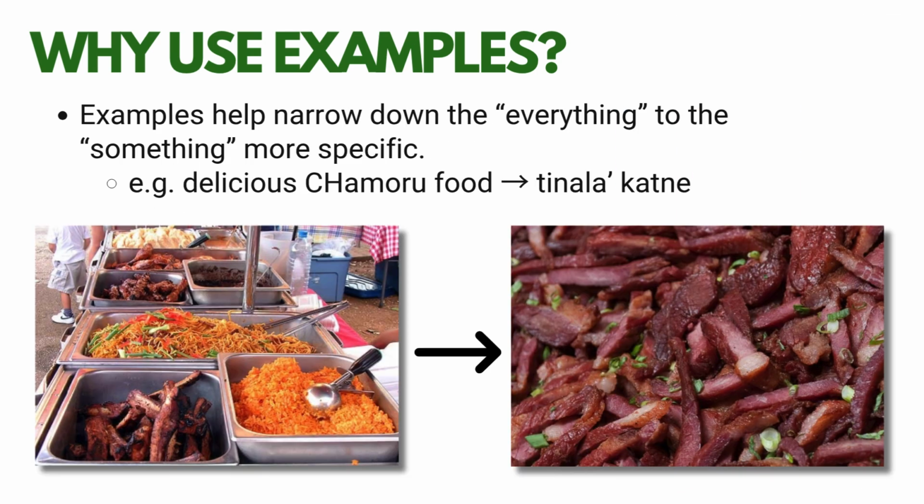Examples also help us narrow down the everything to the something more specific. So instead of talking about something in general terms or being so broad, examples help narrow it down. So if you say, "I love eating delicious Chamorro food," it's too general. It could be anything that's on that fiesta table there, right? The reader doesn't know what specifically you like to eat. So in their mind, they can't really picture anything. So examples help us make that specific. So instead of saying, "I love eating delicious Chamorro food," you could say, "I love eating tinala katne."